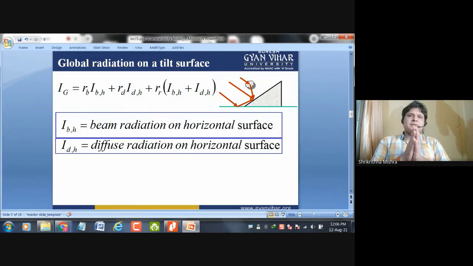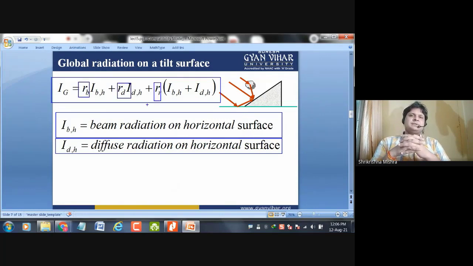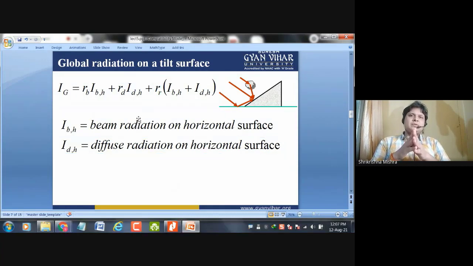So you can see that this is the whole of the expression that is used to calculate the global radiation. These are the three factors, and IBH is the beam radiation on a horizontal surface, and IDH is the diffuse radiation on a horizontal surface. All right.